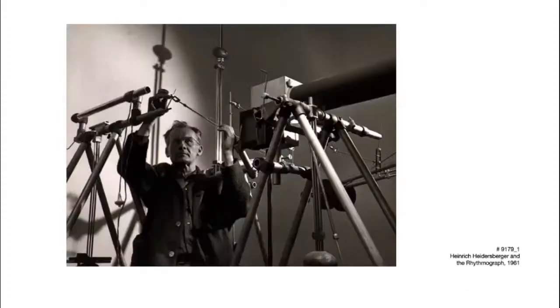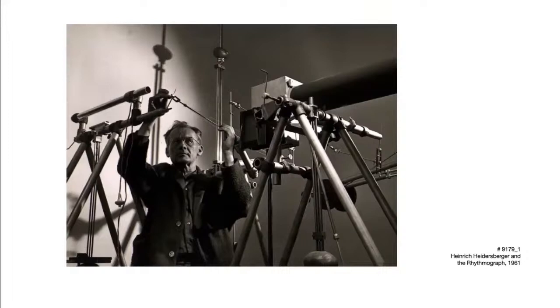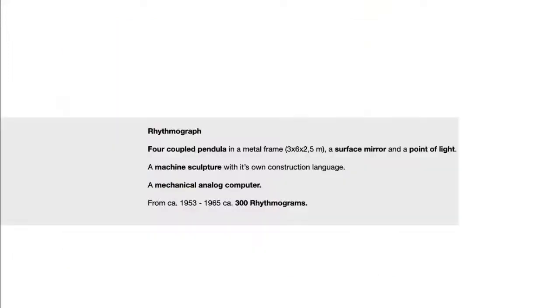Here you see him again in front of the machine. This is like the third version of the machine. It's already like a steel construction or aluminum construction. In his workshop, he developed all these individual components with the help of people. This rectangular box there is a camera with the 9x12 photo plate, and he's just adjusting something there.